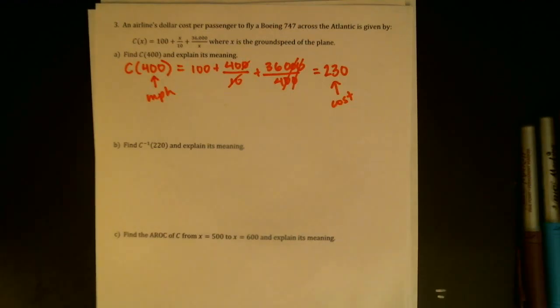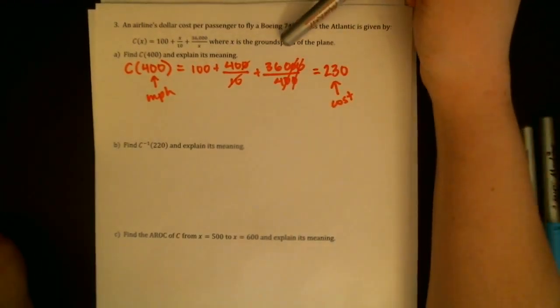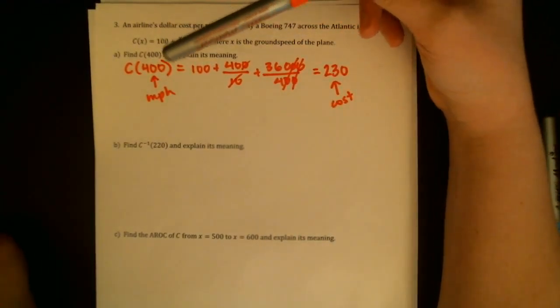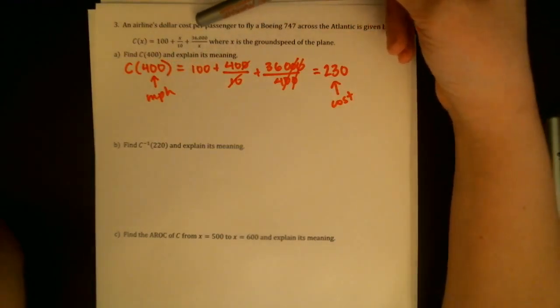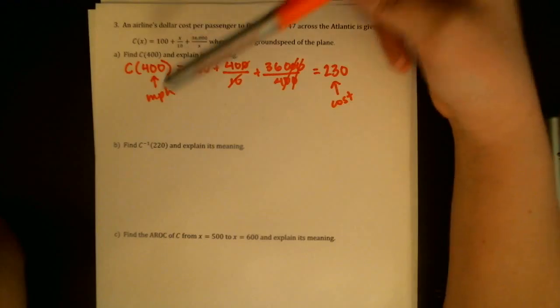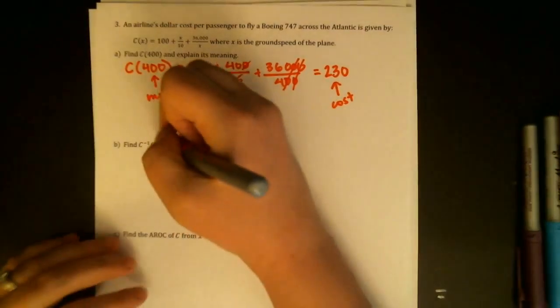C inverse of 220. Okay, so I wanted to throw an inverse in the mix here just to really keep enforcing this idea that the relationship between a function and its inverse is this flip-flop. They do exactly the opposite. So if the original function inputs ground speed and outputs cost per passenger, its inverse will input cost per passenger and output ground speed. So basically this is telling me that the cost is 220.